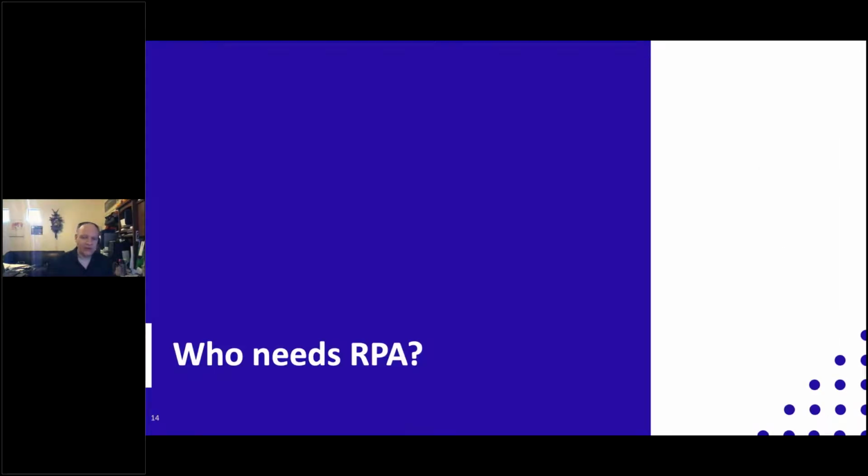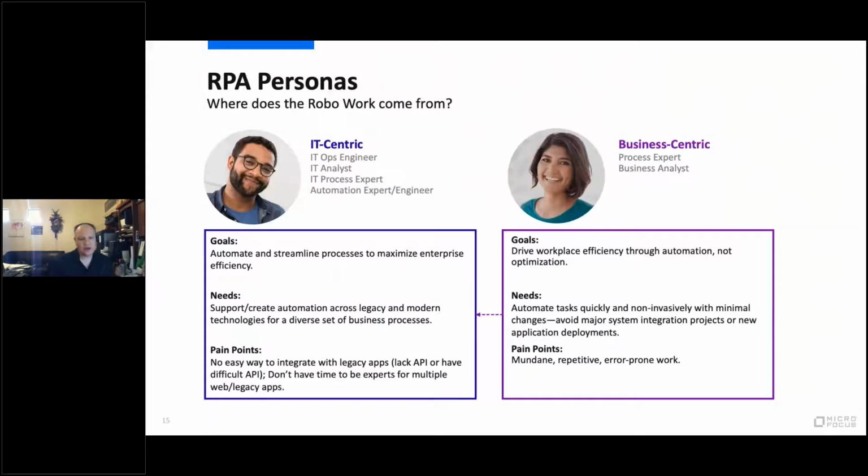And so now we start talking about the customer side of things. Who actually needs it? Who are the customers, and what are some of those customers doing? I teased about this at the beginning, but there are really mainly two personas in the RPA field: an IT-centric user and a business-centric user.